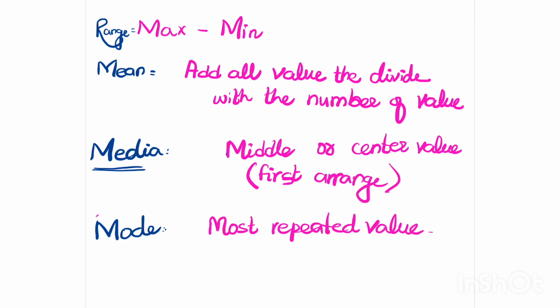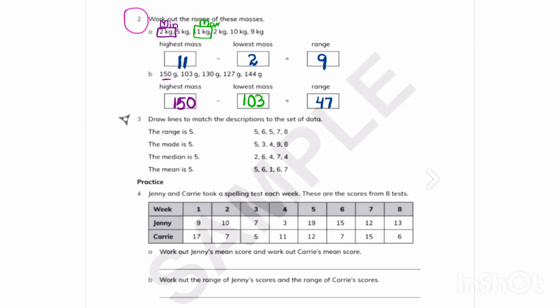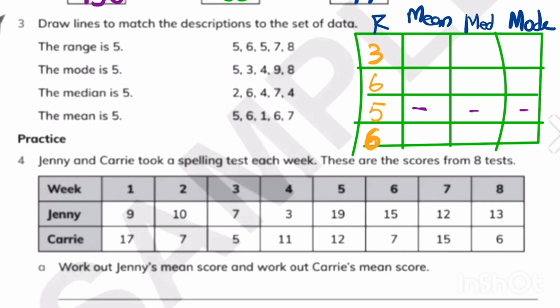Mode is the easiest one among all. The most repetitive number among the set of numbers is the mode. You don't need to find anything. You just have to look at which number is repeating the most and that is your mode. That's it. Take a look at our question. Now I have made a box which has 4 columns: range, mean, median and mode.